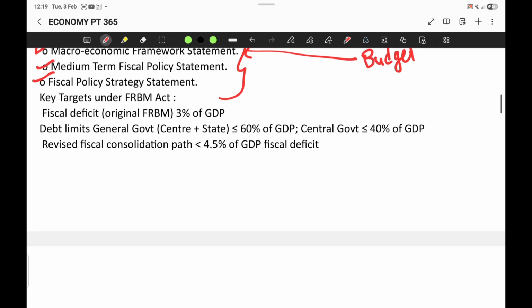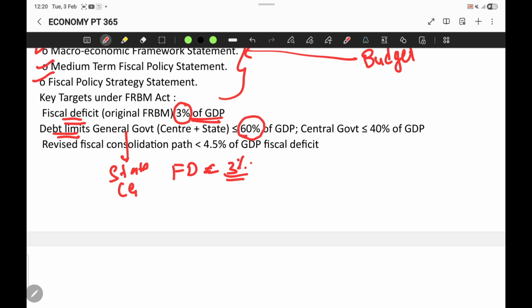What are the key targets? What is the target given by FRBM? Fiscal deficit should be kept under 3% of GDP. The maximum fiscal deficit has to be under 3% of our GDP. Next, debt limits for the general government. General government means both state and central government mixed together: less than or equal to a maximum of 60%, in which the central government has 40% and the state government has a 20% limit. Both together, 60%, is the debt limit given by the FRBM Act.